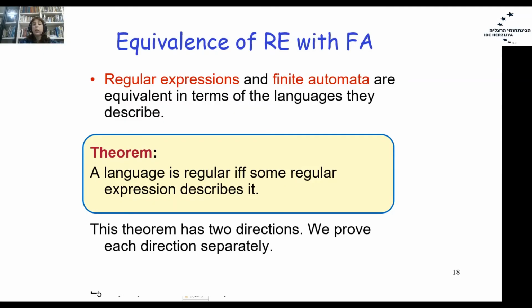Okay, our next topic: equivalence of regular expressions and finite automata. It doesn't matter which finite automaton, non-deterministic or deterministic. Regular expressions and finite automata are equivalent because we are talking about languages, about describing languages or accepting languages. So our basic theorem will be: a language is regular if and only if some regular expression describes it. This theorem has two directions, if and only if, so we will prove each direction separately.